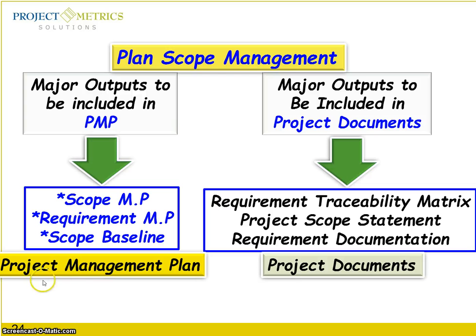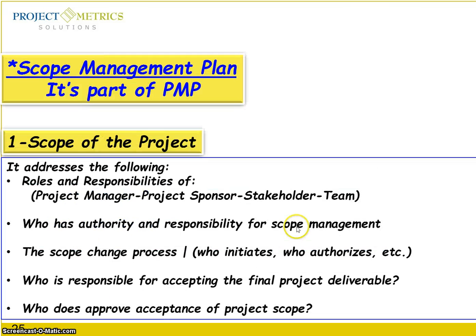are 3 components, which are part of the scope management plan: the scope management plan, the requirement management plan, and the scope baseline. And the project documents are the requirements traceability matrix, the project scope statement, and the requirements documentation. So you have to make the difference between what is a project document and what is the project plan. Now, what is the purpose? The scope management plan is part of the PMP.